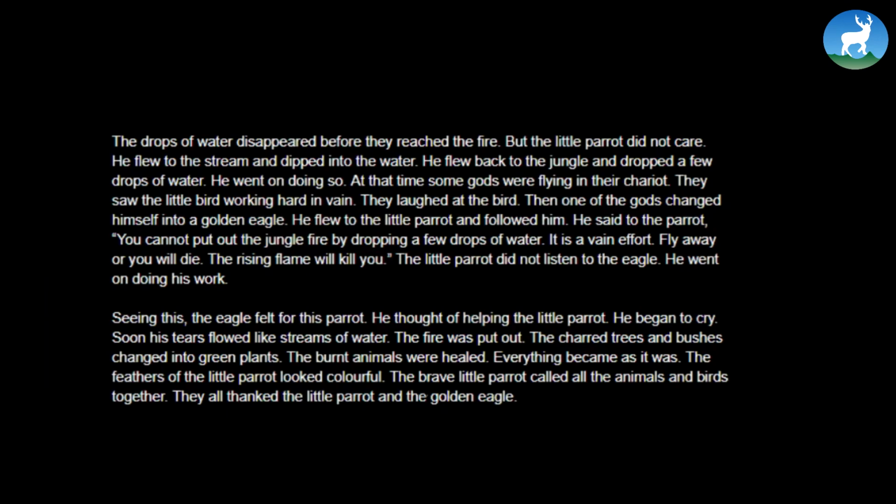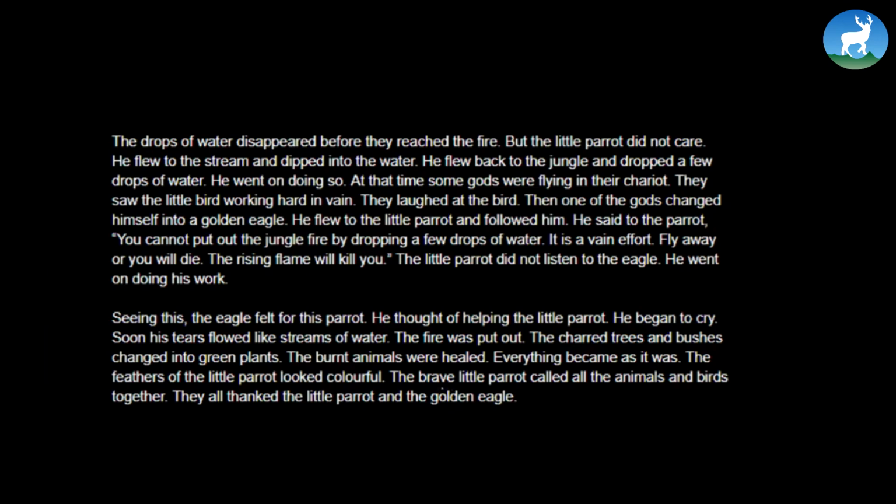The fire was put out. The charred trees and bushes changed into green plants. The burnt animals were healed. Everything became as it was. The feathers of the little parrot looked colorful. The brave little parrot called all the animals and birds together. They all thanked the little parrot and the golden eagle.